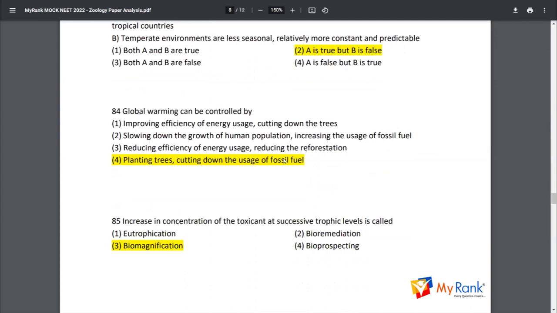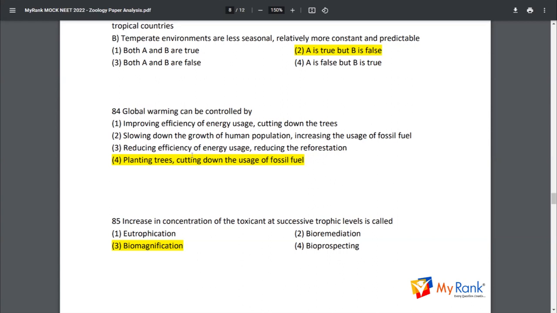Moving to the next question, question number 84. Global warming can be controlled by. Option A, improving the efficiency of energy usage and cutting down of trees. Definitely cutting down of trees is not going to help us with global warming. Option B, slowing down the growth of human population and increasing the usage of fossil fuels. Again, the usage of fossil fuels is going to increase the carbon dioxide levels in the environment, which is not at all advisable in case of global warming.